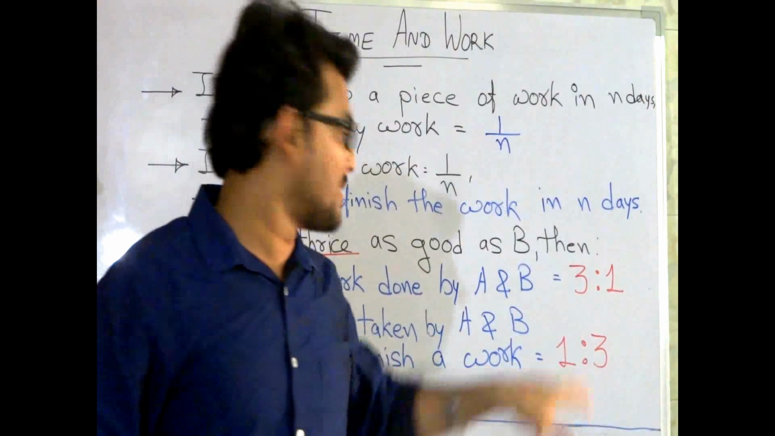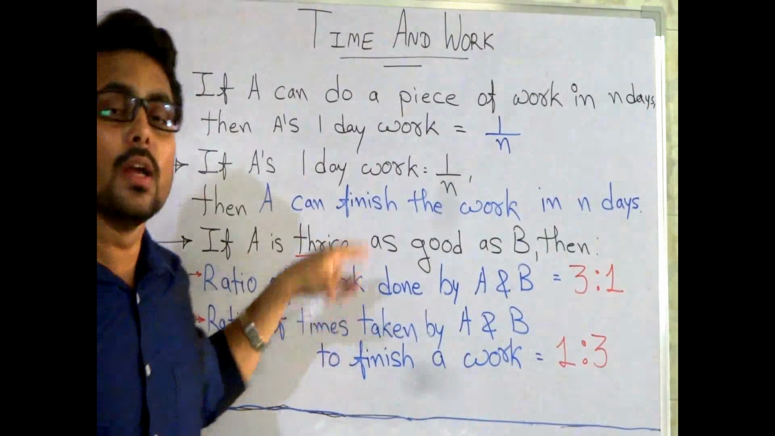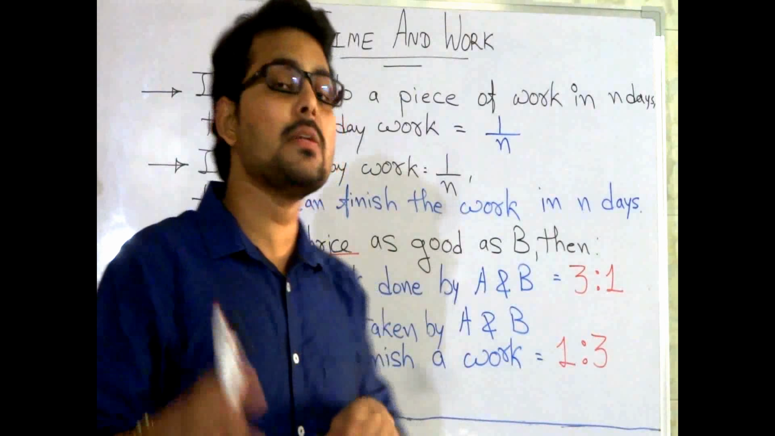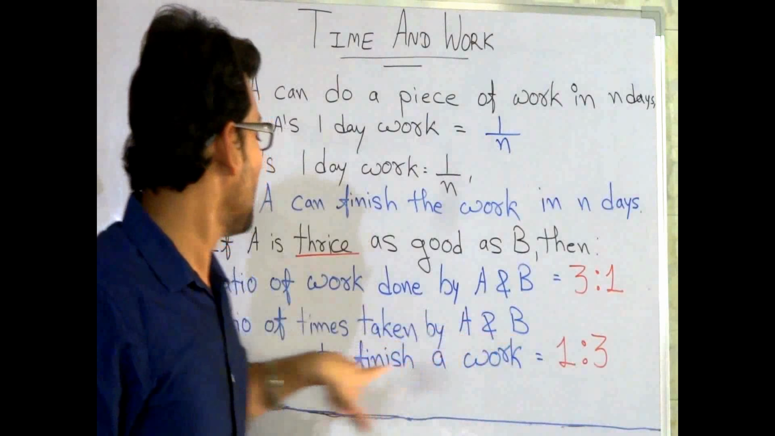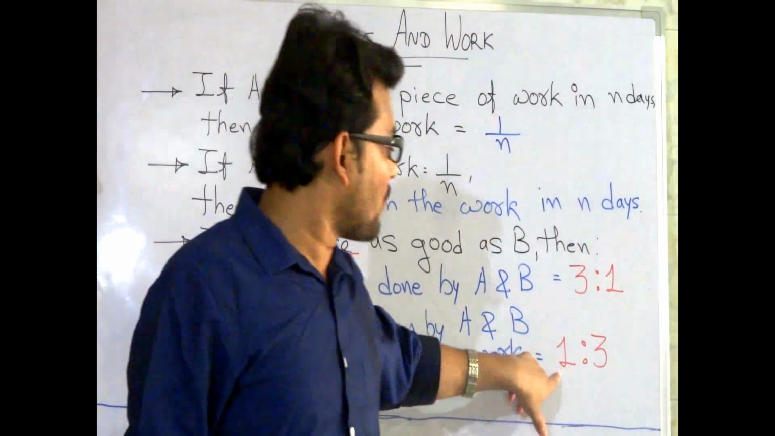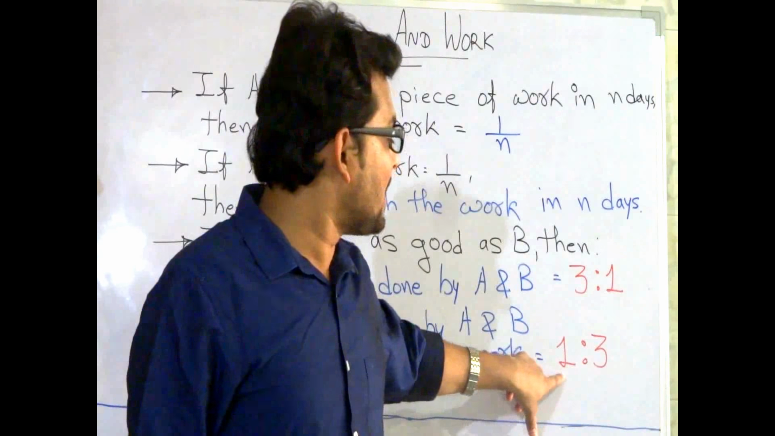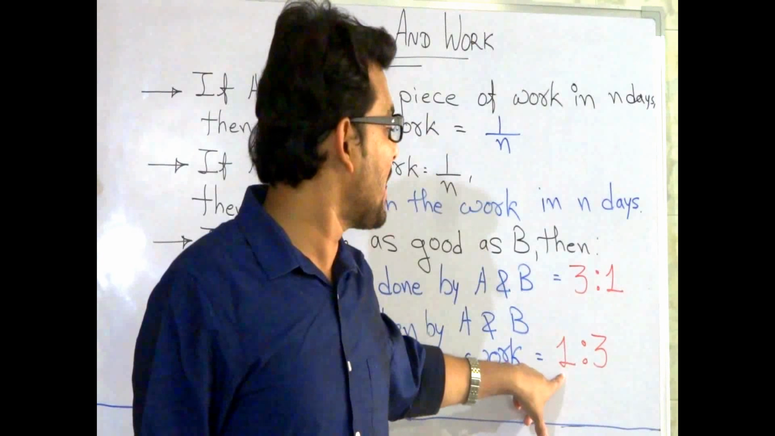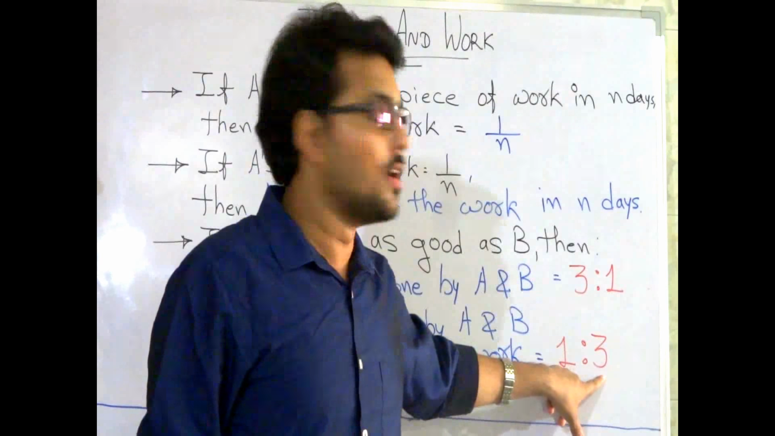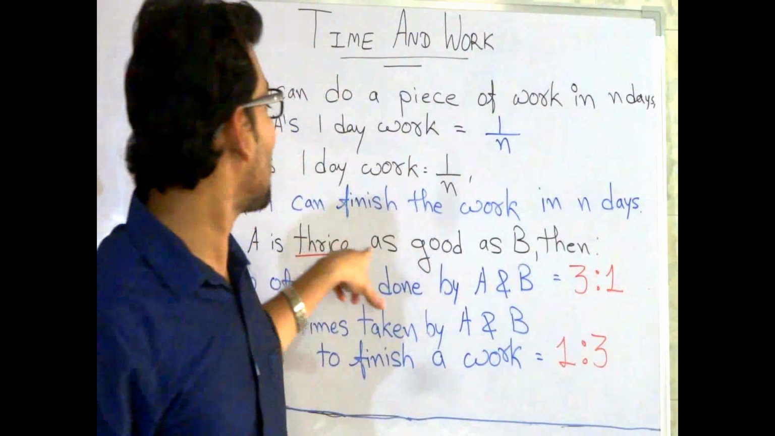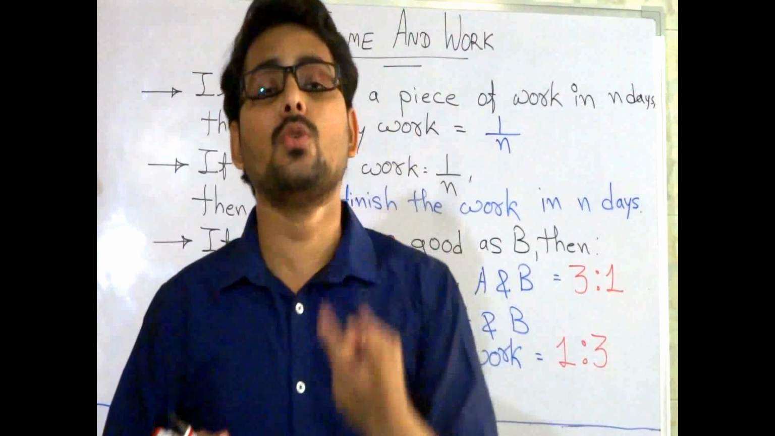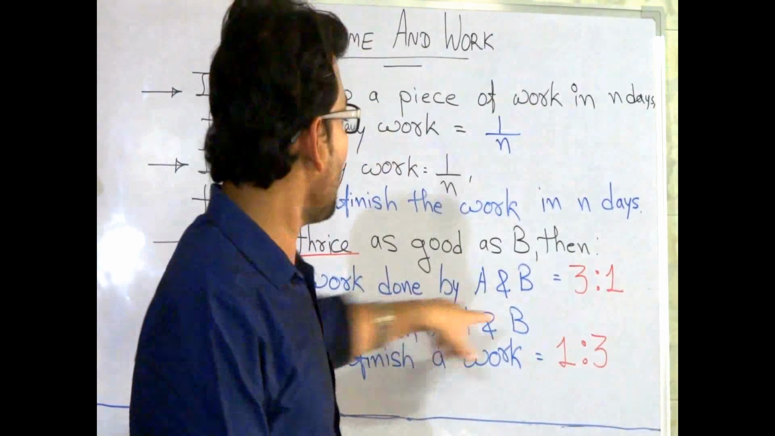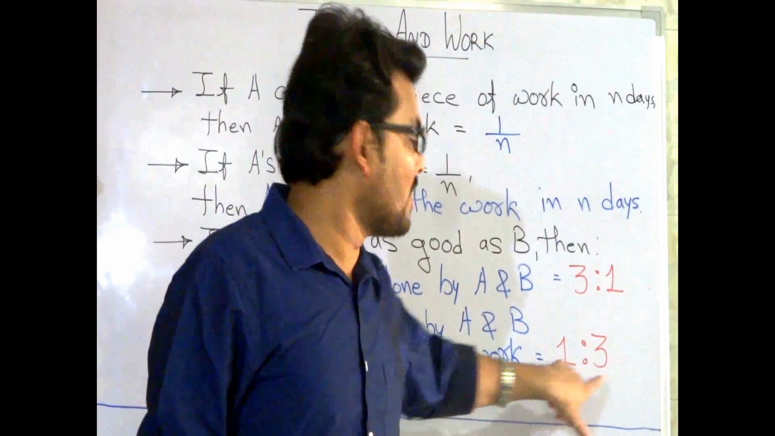And time is reversed. This is the ratio of work done. Now time and work are inversely proportional, so the ratio of times taken by A and B to finish a work is 1:3. So A can finish that work in, say, 1 day, and B can finish that work in 3 days. Why? Because A is thrice as good as B. Suppose A is twice as good as B. Then what will happen? 2:1 and 1:2.